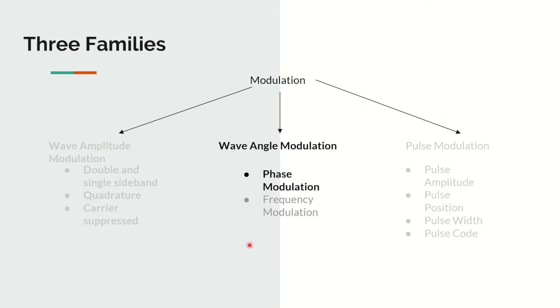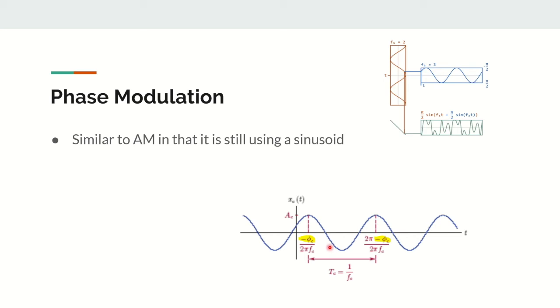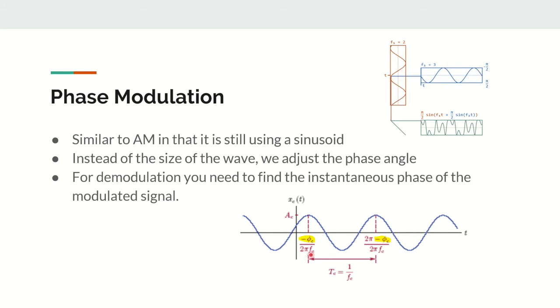Next, we're going to go into some of the wave angle modulation methods. We're going to first cover phase modulation. Phase modulation is when we modulate, obviously, the phase of our wave, as you can see in this image here. It's similar to AM in that it's still using the sinusoid, but instead of modulating our amplitude, we're going to modulate our phase here. We do need to find the instantaneous phase of the modulated signal, but we won't go too in-depth into this. We'll mostly cover AM modulation.